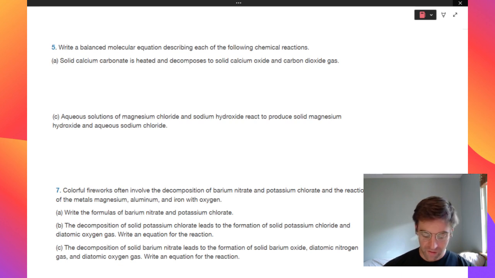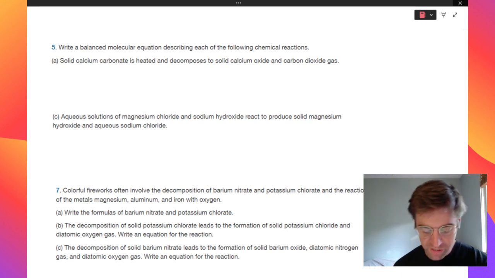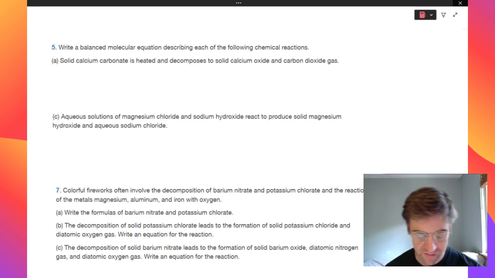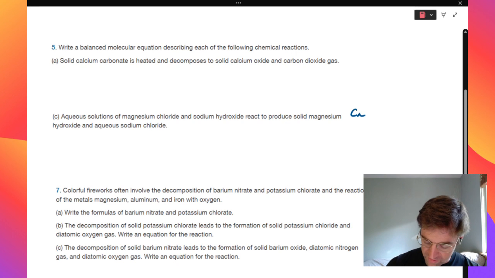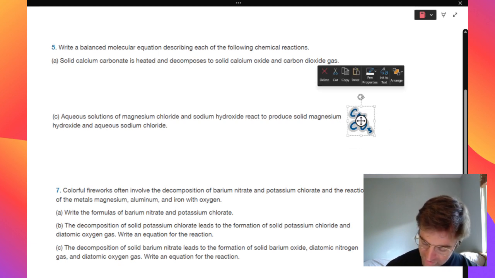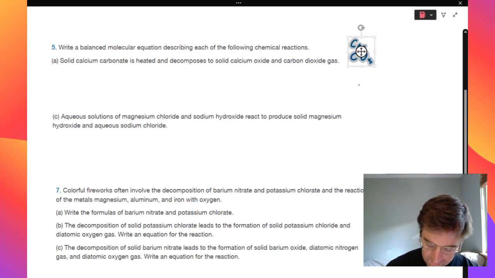Let's get into it. So 5a, write a balanced molecular equation describing each of the following chemical reactions. So let's see, solid calcium carbonate is heated and decomposes to solid calcium oxide and carbon dioxide gas. So let's figure out what species we have to start with. We have calcium, we have carbonate, CO3. I'm on the wrong one already. Calcium, carbonate, calcium oxide, and carbon dioxide gas.